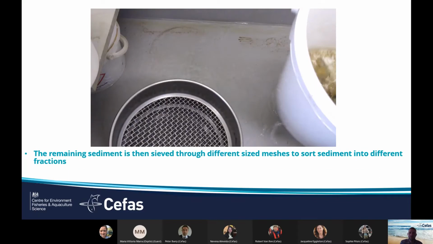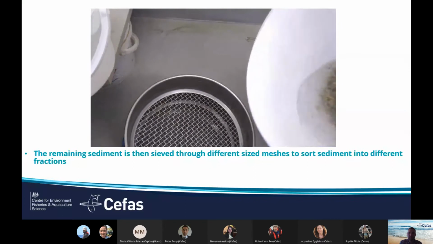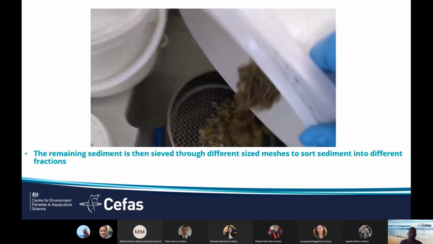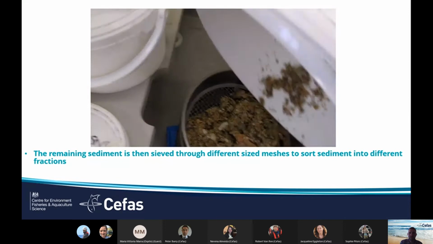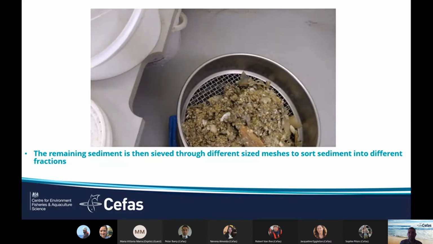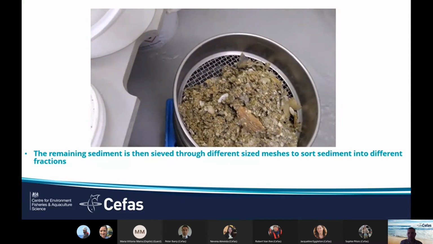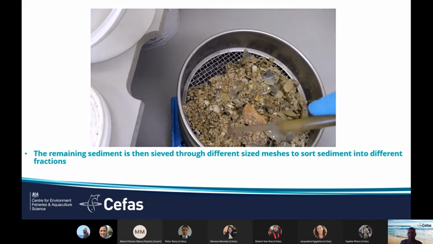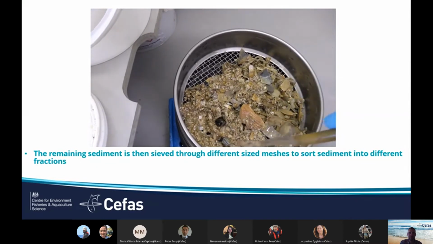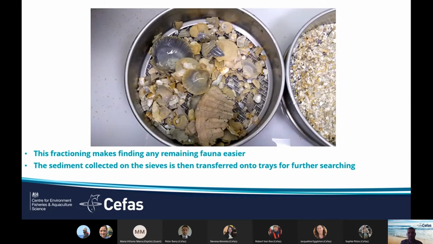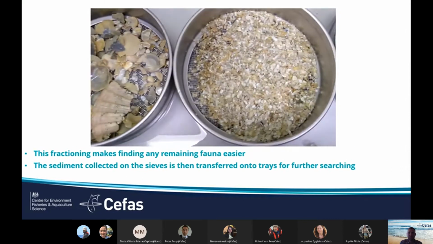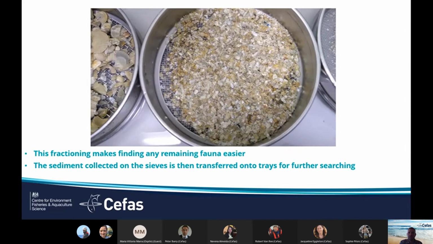The next stage is the quarter fraction. We pass it over a couple of sieves to split it into three fractions, a 5 mil, a 2 mil, and a 1 mil, just to make our processing a lot simpler. Because as you can see, trying to sort through that hash in one go would be a nightmare to pick out all the fauna, and is very inefficient. So we then have the sample split up into the 3 fractions.